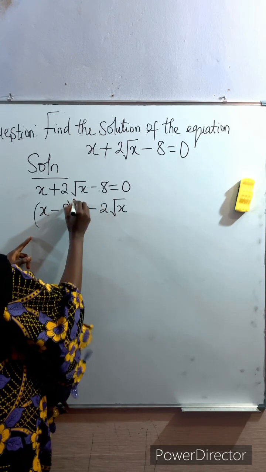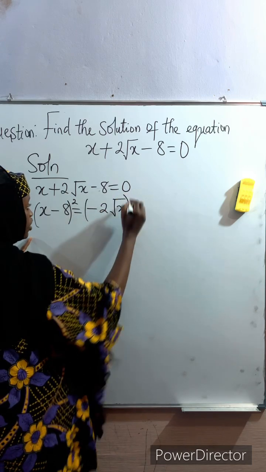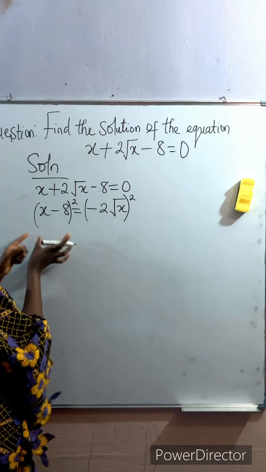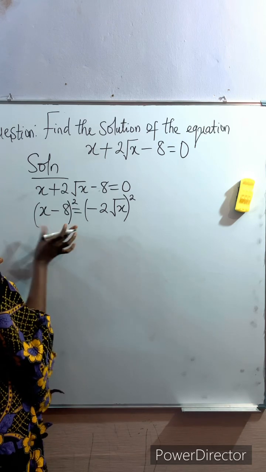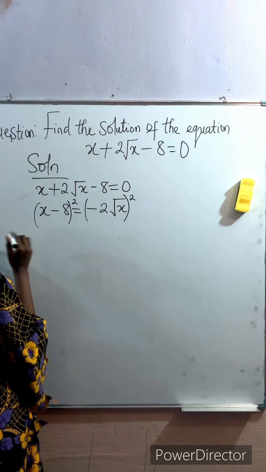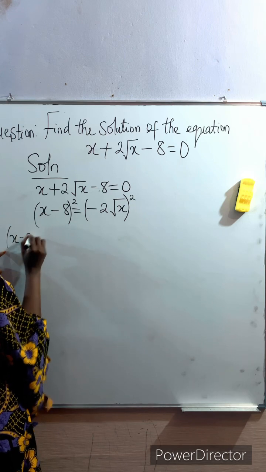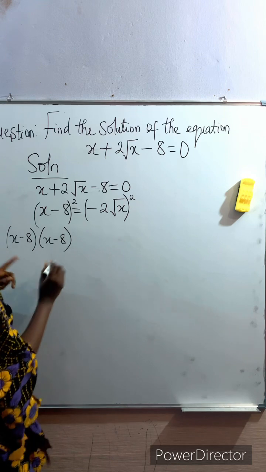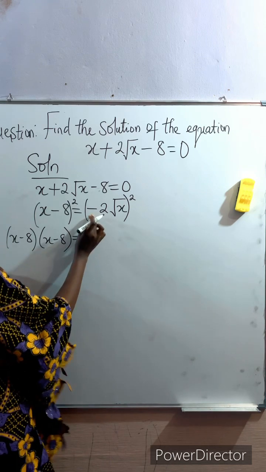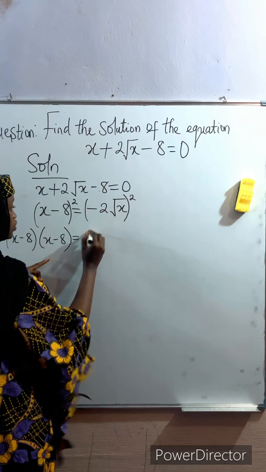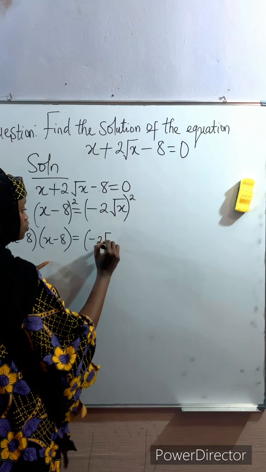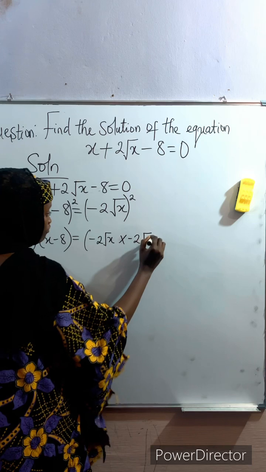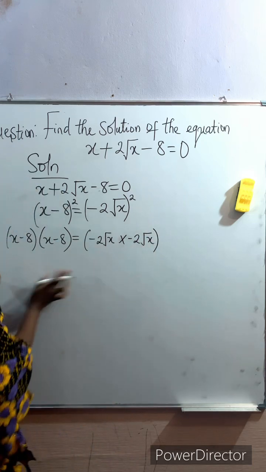So taking the square of this side and also the square of this other side, we square the right hand side and also the left hand side. So from here, all we need to do is to expand this expression. So we have x minus 8 raised to power 2 means x minus 8 in two places, now equal to minus 2 root x all raised to power 2 means minus 2 root of x times minus 2 root of x. Okay, so let's simplify this.